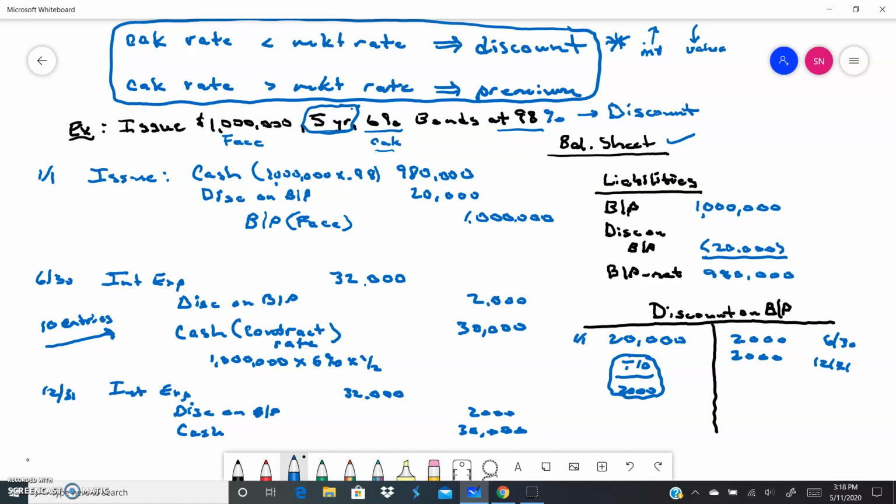So right now, at this point in time, if we just did a balance at the end of the year, we'd have a balance in our discount account of 16,000. So if we did a 12/31 balance sheet, we'd have 16,000 here. We'd have $1 million here. And we'd have 984,000 as our balance. Sorry for the writing. So that's how it would look on our balance sheet.